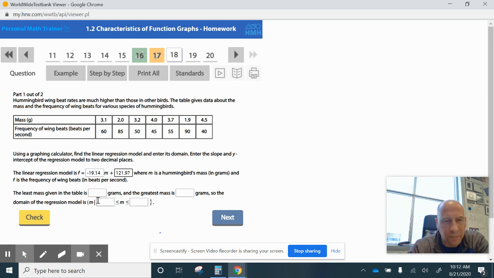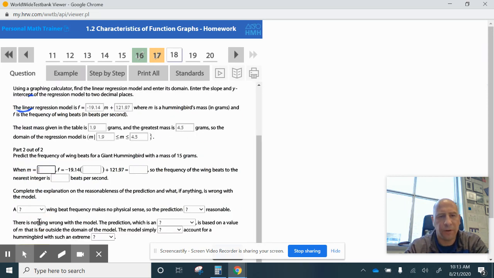The least mass given in the table is 1.9, and the greatest mass is, let's see, 4.5. The domain, I'm going to say, is between the smallest and the largest. I think that's why they asked that question, 1.9 and 4.5. Check.